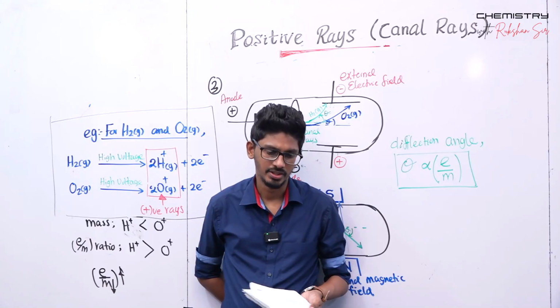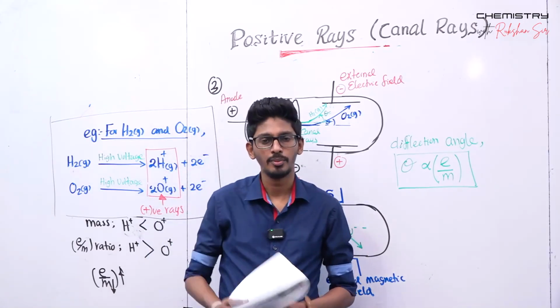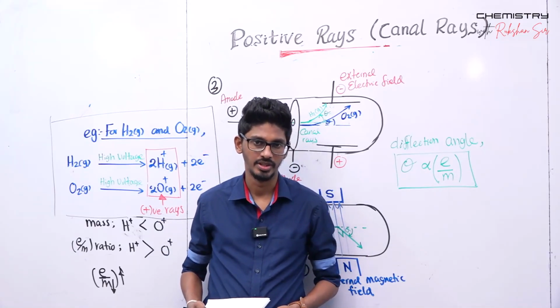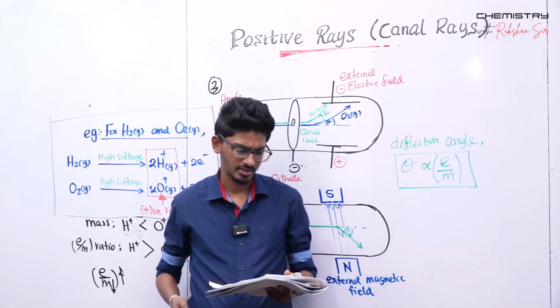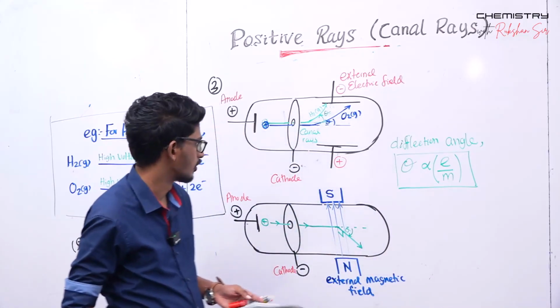Obtained from different gases. Those are the 4 properties we need to discuss under positive rays. So we have discussed 4 properties of positive rays here. Next point. That is all about the properties.